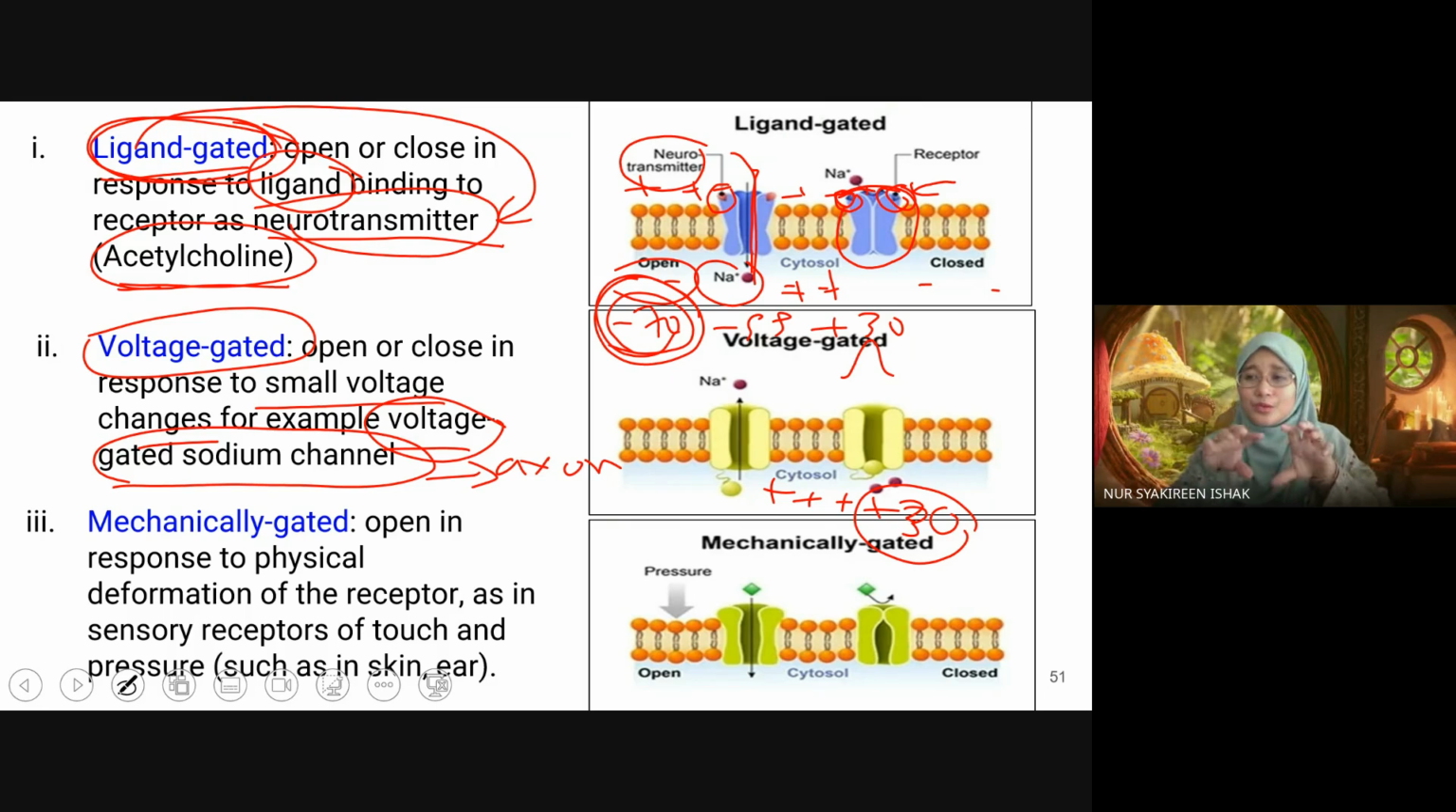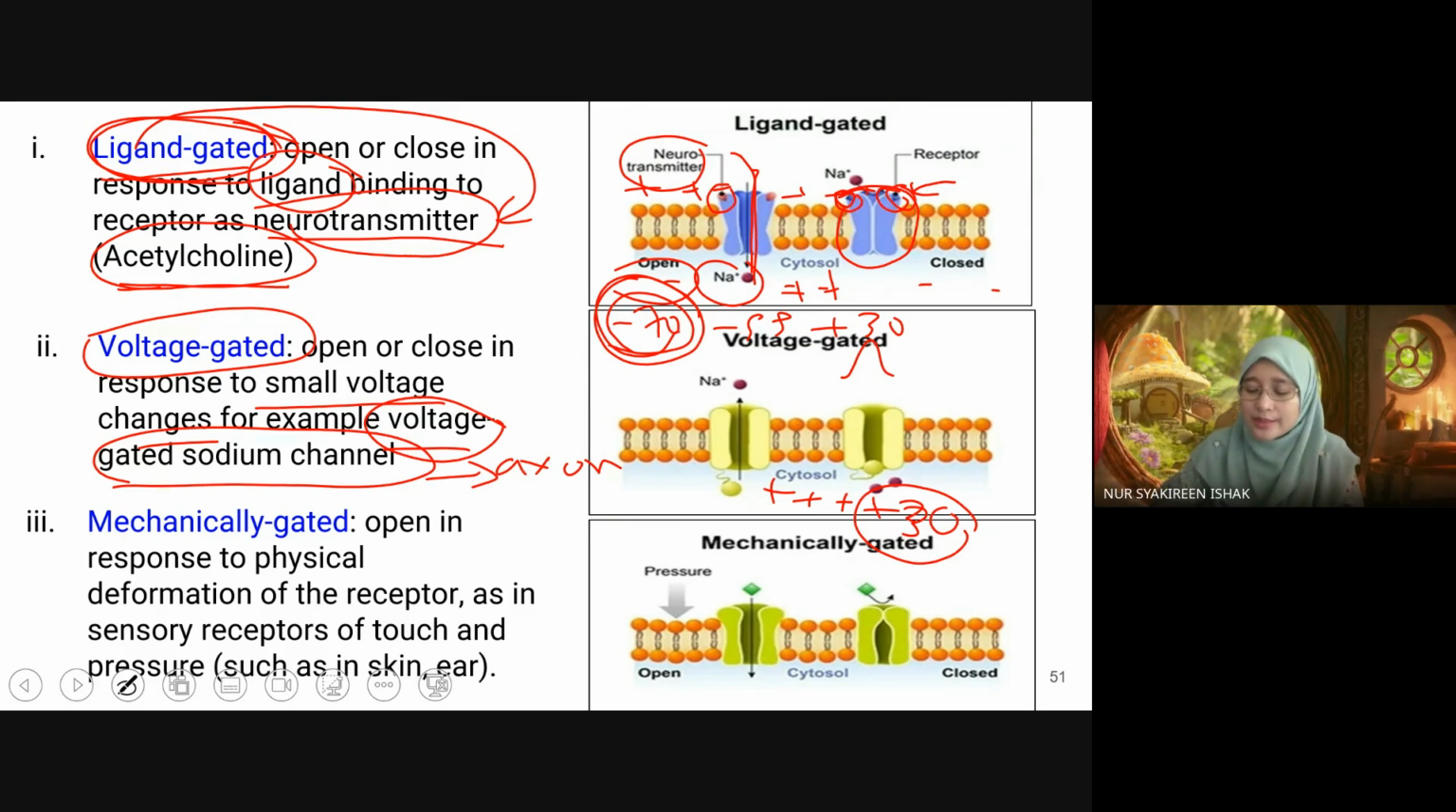Okay. So in order for the axon to generate impulse, along the axon there will be voltage gated ion channels. There are two types, one for sodium, one for potassium. Voltage gated channels will open or close in response to changes in voltage across the membrane.